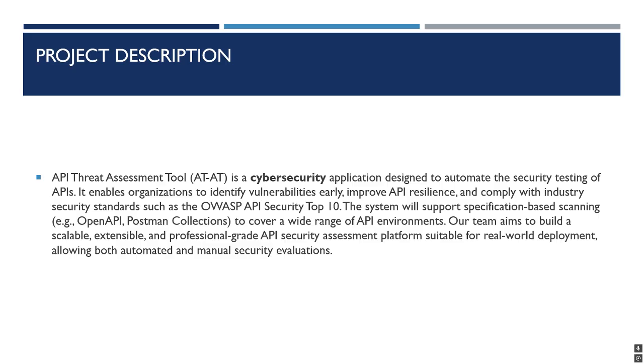Project description. The API Threat Assessment Tool is a cybersecurity application designed to automate the security testing of APIs. It enables organizations to identify vulnerabilities early, improve API resilience, and comply with industry security standards such as OWASP API Security Top 10. The system will support specifications-based scanning to cover a wide range of API environments. Our team aims to build a scalable, extensible, and professional-grade API security assessment platform suitable for real-world deployment, allowing both automated and manual security evaluation.